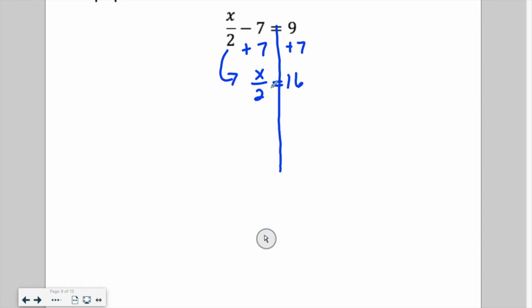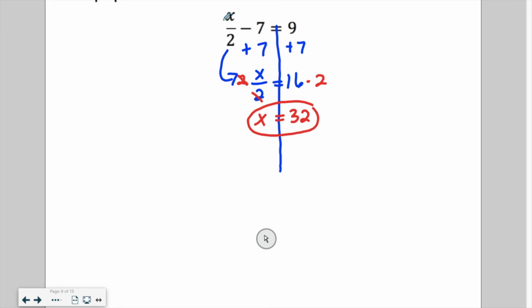So again here, if we're trying to get x by itself, x is being divided by 2 right now. So I'm going to change the color so you can see what I'm doing. So we're going to multiply by 2 to get rid of it. Because it's dividing, we have to do the opposite of dividing, which is multiplying. So then these cross cancel, leaving you with x. And 16 times 2 is 32.